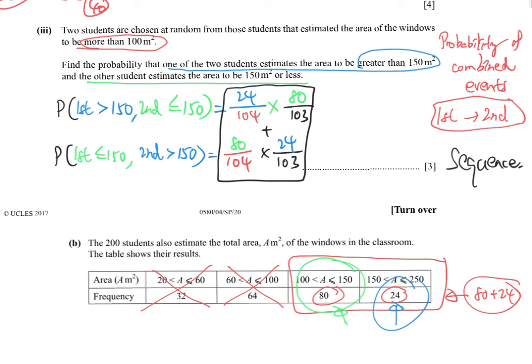So the final answer should be 480 divided by 1339, like this. Use your calculator to simplify it, remember. The end.